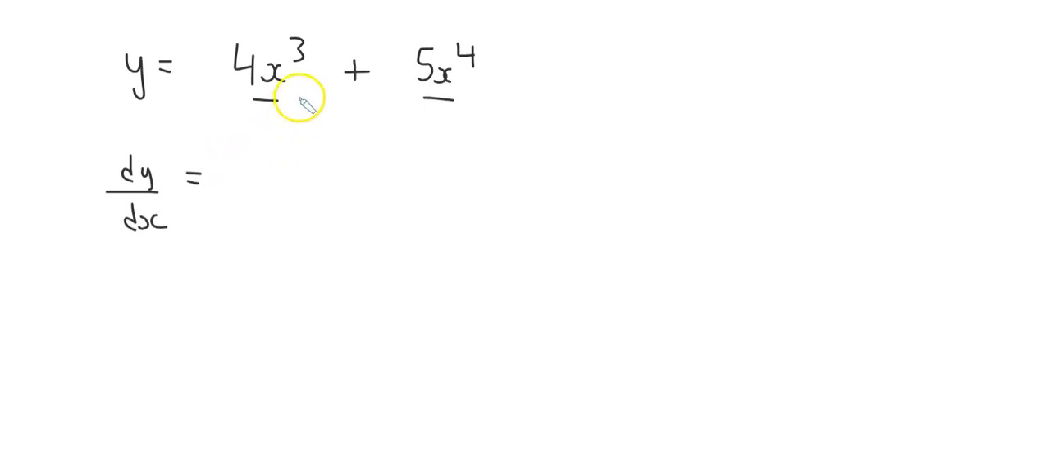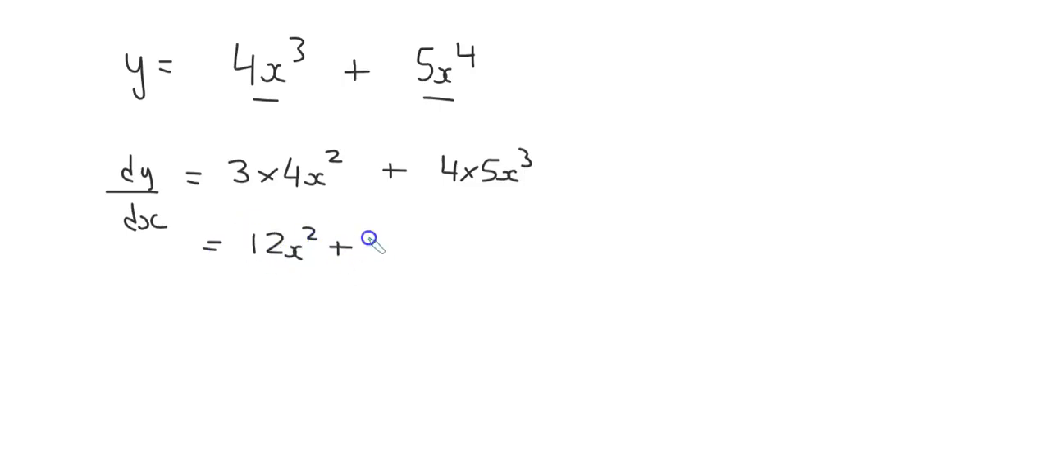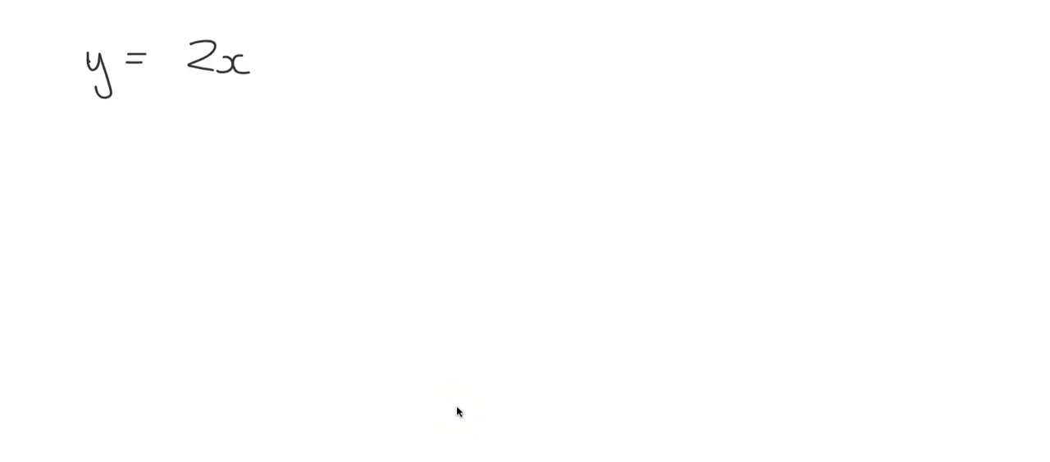So here then it's just going to be taking 3 down with the 4, so 3 times 4 x to the power of 2 plus 4 times 5 x to the power of 3, and then we can neaten that up, so that will be 12x squared plus 20x cubed. So what I want to highlight here is if you've got 2 or more functions that you're adding together and you want to take the derivative, just differentiate each term in turn and then bring the answers together at the end. Let's have a look at a few special cases.